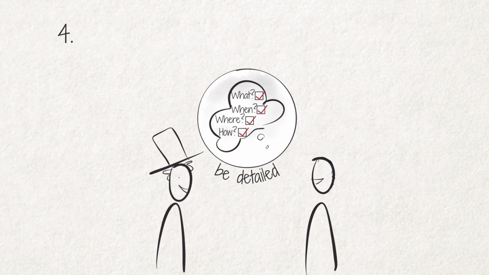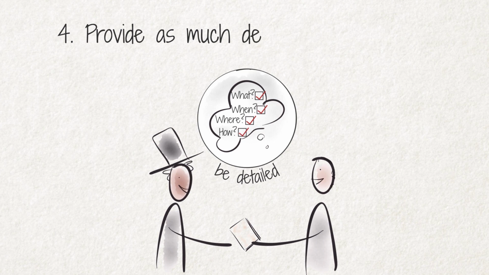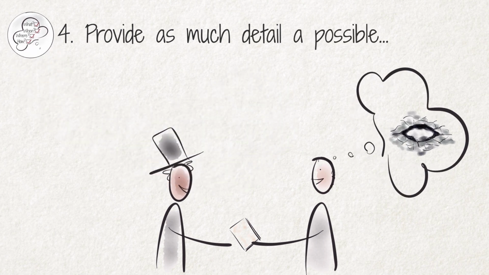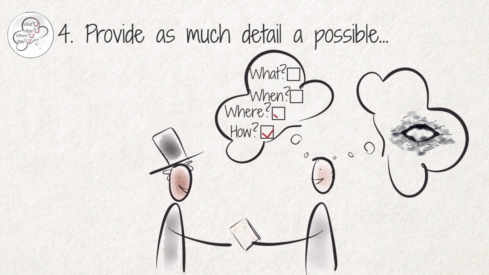Fourthly, when we lodge a complaint about something, we should provide as much detail as possible. For example, when reporting a pothole in the road, we should provide the exact detail of where the pothole is and how long it has been there.